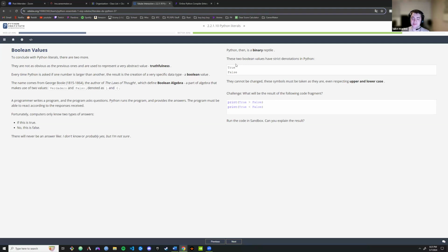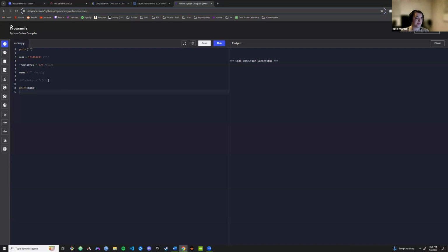So yeah, Python is the same way. It has trues and falses, and they cannot be changed. And this is how you write them out if you want to reference them. So let me just show you guys here. This is the variable, and it holds the false value. So it's going to come up as false.